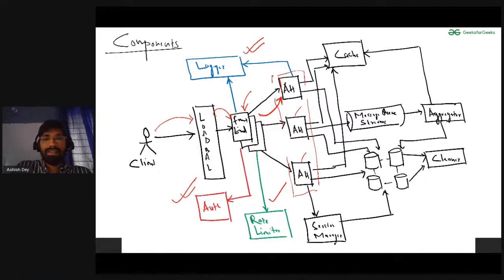Now, going forward, when the request reaches the application host, it may make some logs over here, and it may ask for the data from the cache layer, or if it is not found, then it will go all the way to get the data from the database. I am showing this in very generic terms. It's not a particular design.